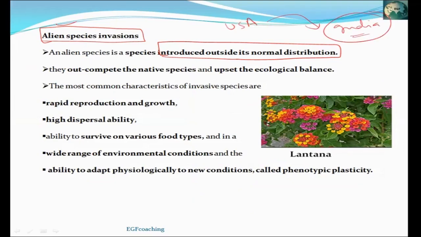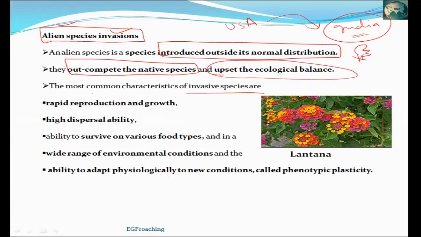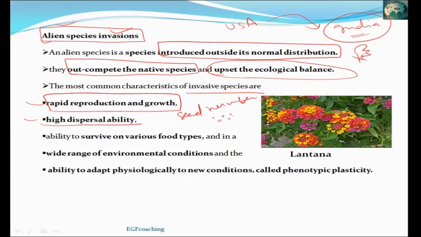Because it's an invasive species, its growth rate is very high. It grows aggressively. So such species outcompete the native species. They destroy the native plants and they themselves thrive there. It results in ecological imbalance. So the character of invasive species is rapid reproduction and growth. They grow very quickly, with high dispersal ability. They produce a high number of seeds and these seeds disperse easily because seeds are lightweight. So along with the wind, they disperse to different areas.